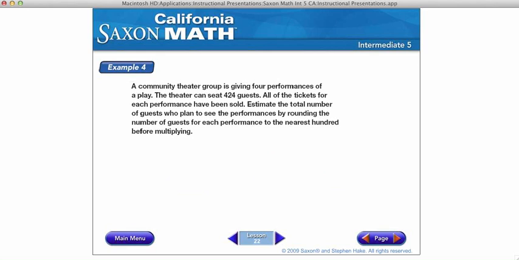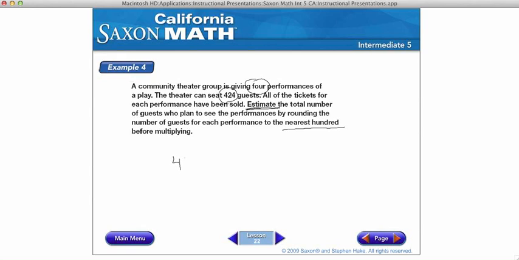A community theater group is giving 4 performances of a play. That sounds like fun. I love plays. 4 performances. The theater can seat 424 guests. All of the tickets for each performance have been sold. Estimate the total number of guests who plan to see the performance by rounding the number of guests for each performance to the nearest 100 before multiplying.